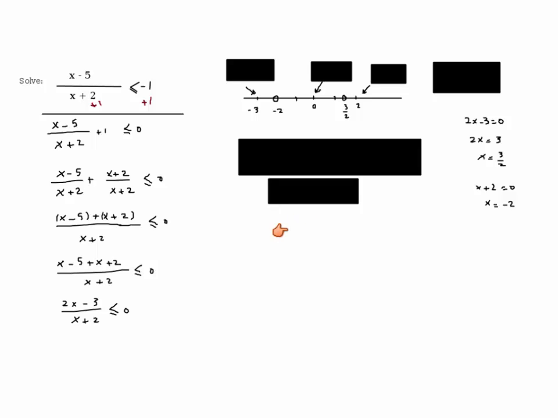And can somebody tell me how can we check what would be the solution? You see some arrows here. What does this arrow indicate? Any idea?